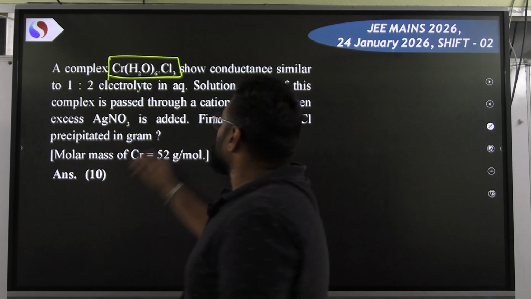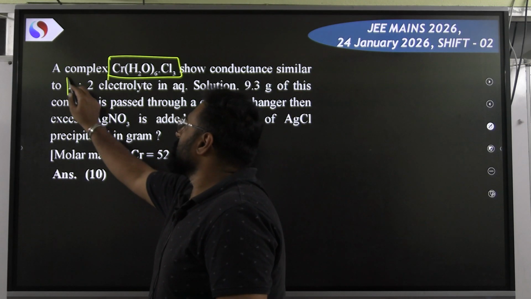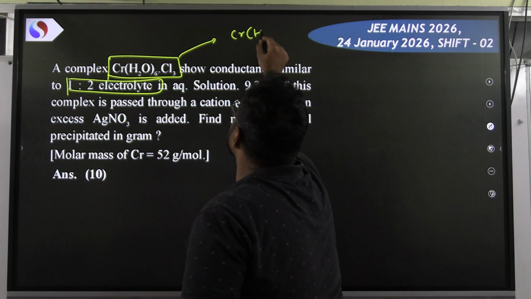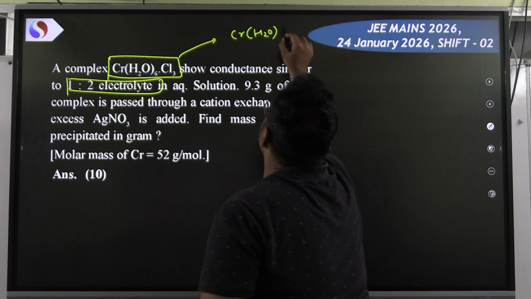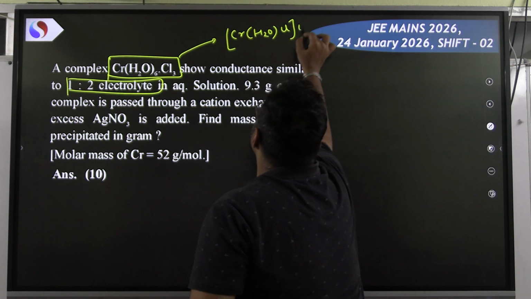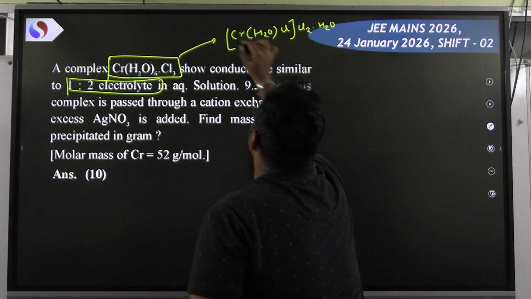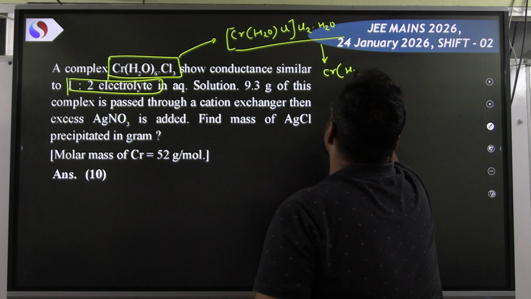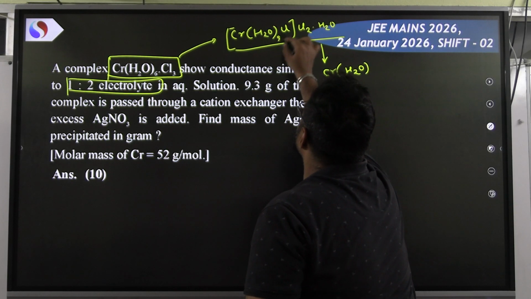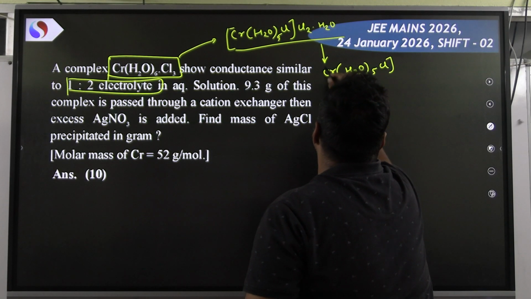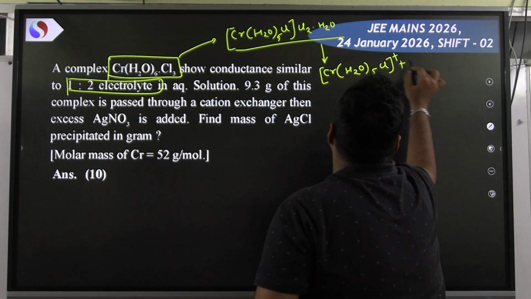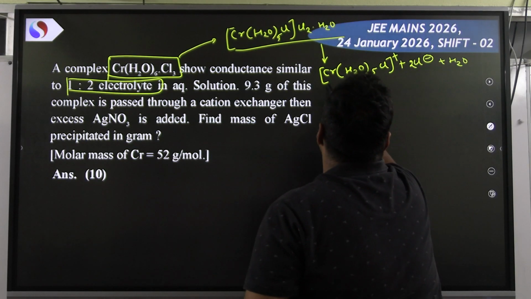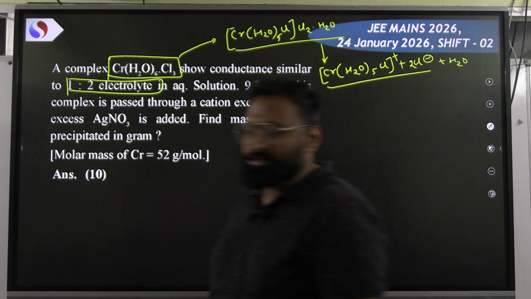And the complex, the question is saying it is converted into 1:2. So if I rearrange, the complex will be [Cr(H2O)5Cl]Cl2.H2O, because when you break this complex, it will be [Cr(H2O)5Cl]+, 2Cl minus, plus H2O. So these are ions, correct?